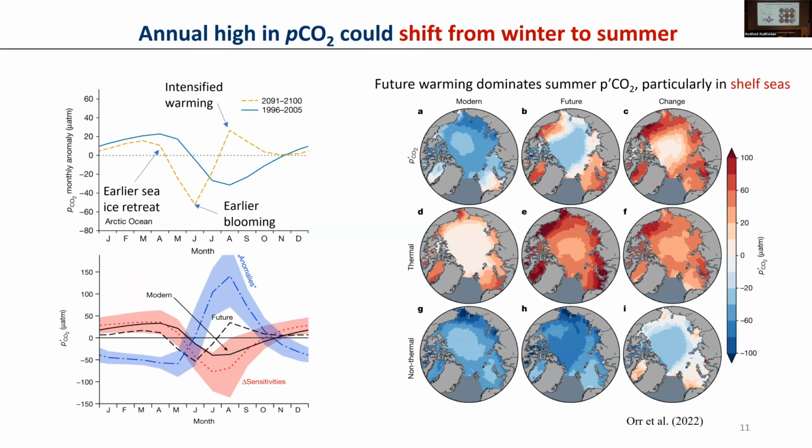And this is a very interesting study model, just published last year by Ali et al. And they found the annual high in pCO2 could shift from winter to summer. From winter to summer, yes. Look at this map. This is the seasonality of the pCO2. The blue line is the pCO2 seasonality at present, shifted to the yellow dashed line in the future.